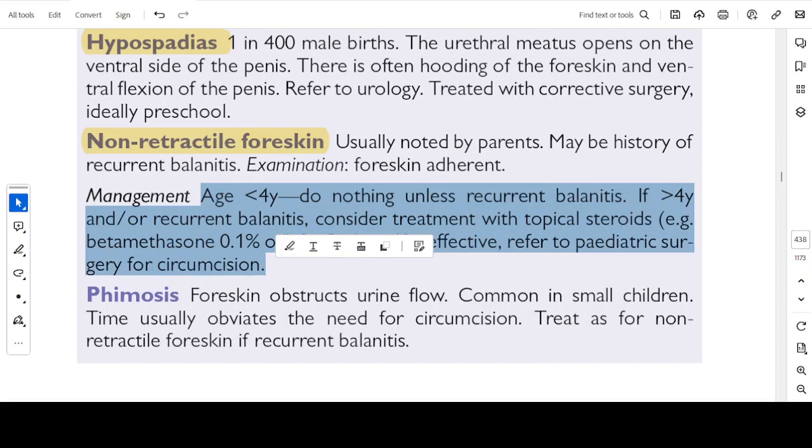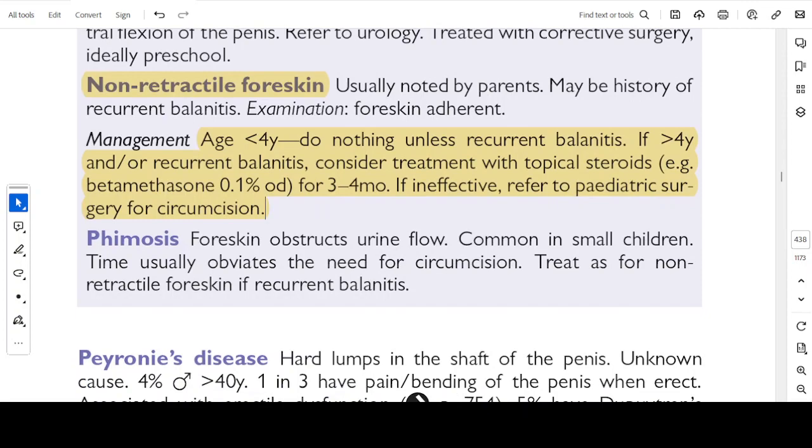So this has been asked again in the exam. When the patient is less than 4 years and asymptomatic, do nothing. If more than 4 years or they have recurrent balanitis, consider treatment with topical steroids, 0.1% betamethasone for 3 to 4 months. And if that is ineffective, refer to pediatric surgery for circumcision.